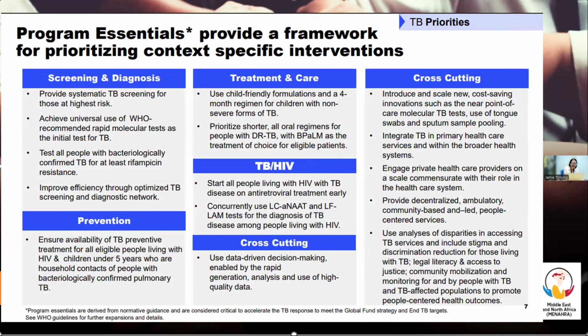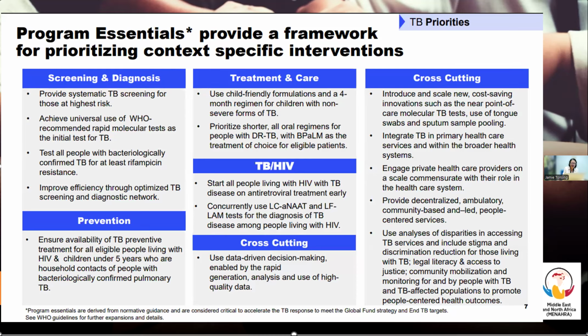So, TB program essentials. This was introduced in grant cycle 7 and they're continued in this cycle too. You will see that for each tech area, there are a total of 15 program essentials covering things like screening and diagnosis, the use of WHO recommended initial tests, and then prevention, treatment, care, TB/HIV, and cross-cutting areas. I want to point out that there are two new program essentials in GC8.